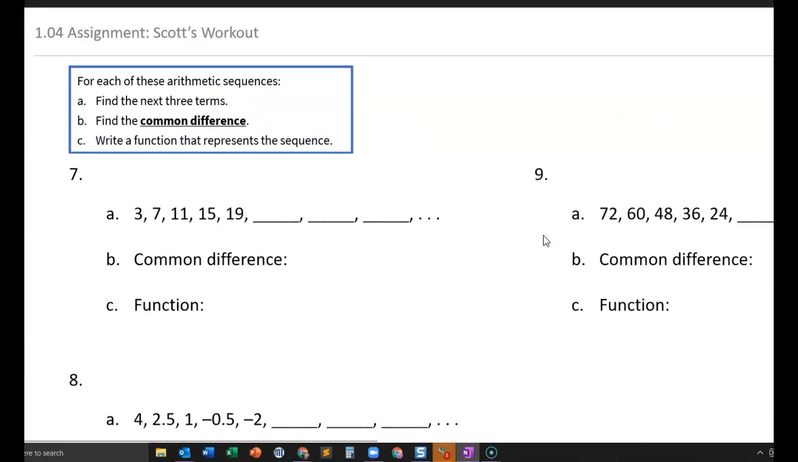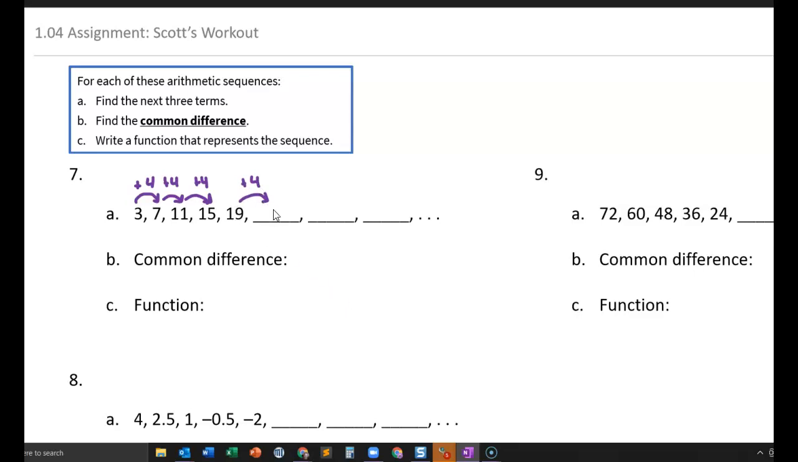Let's do one from page 2. For each of these arithmetic sequences, so it tells us right up front that these are arithmetic, find the next 3 terms, find the common difference, and write a function that represents the sequence. Okay, so we need to identify the pattern here. We have 3, then 7, then 11, then 15, then 19. Okay, so 3 and 7, well, that's going to go up by 4. 7 goes to 11, that's also going up by 4. It's going up by 4 each time. So what do you expect to be here?